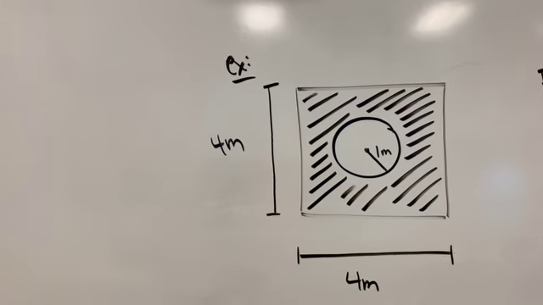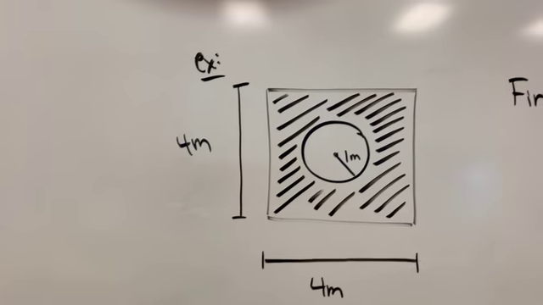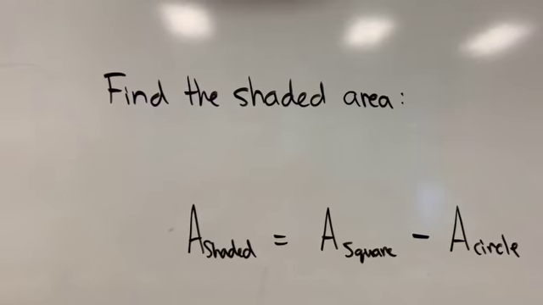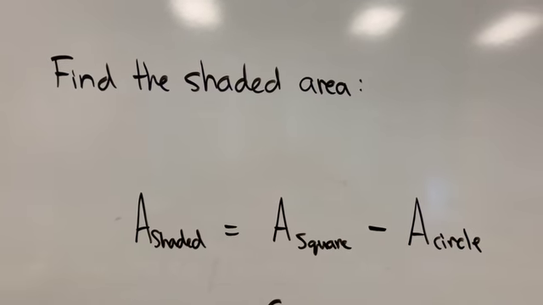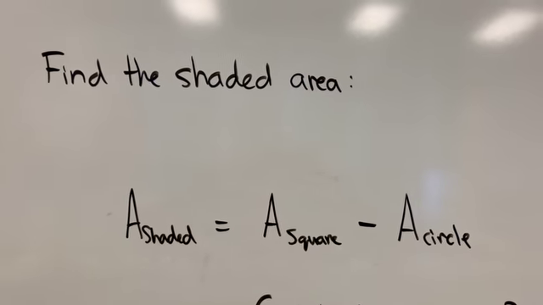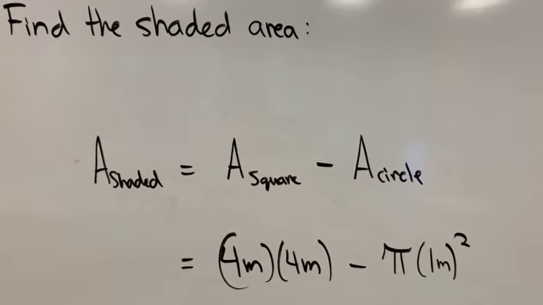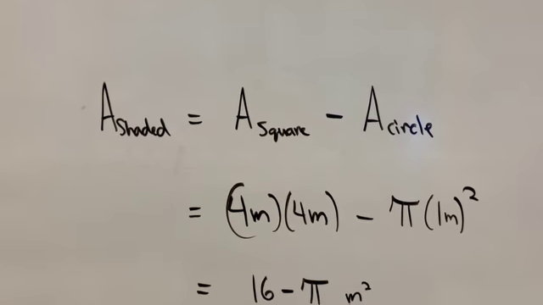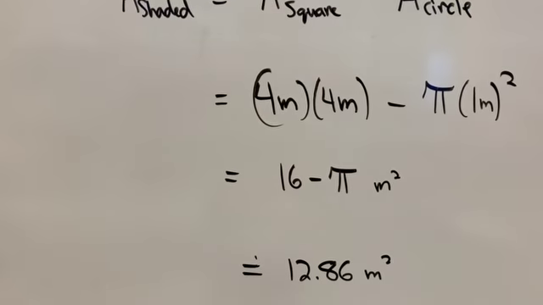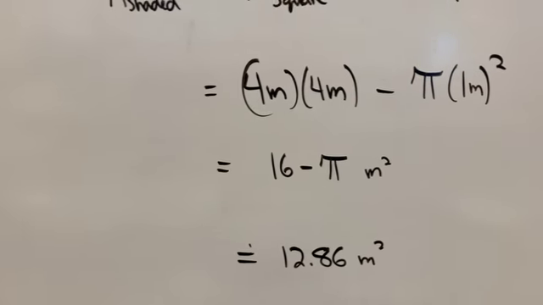We've got a square and there's a circle on top of it, and we want the area of this shaded region. Well, if you think about that logically, the shaded area should be the area of the square subtract the area of the circle. We know how to find the area of a square. It's just length times width, or side times side. Area of a circle is pi r squared. So if I substitute in the appropriate values, the fact that the square was 4 by 4 and the circle had a radius of 1, I end up with 16 minus pi, which is close to 12.86 square meters.